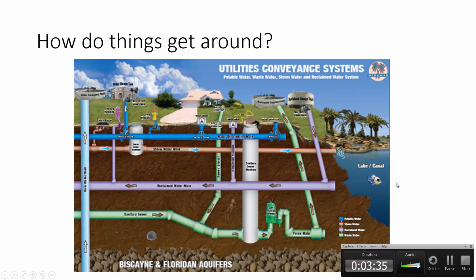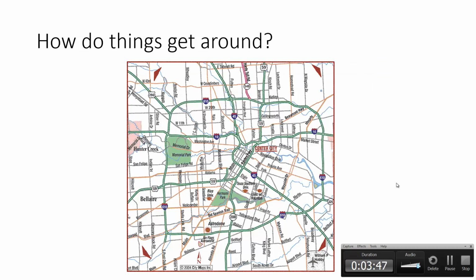Now, same thing happens with water. So underneath the surface of the earth, we have lots of water systems that help water get to the school, to and from your house, back into the ocean or the water source. And finally, roads, cars, trucks, planes, trains, automobiles, those help things get around too.